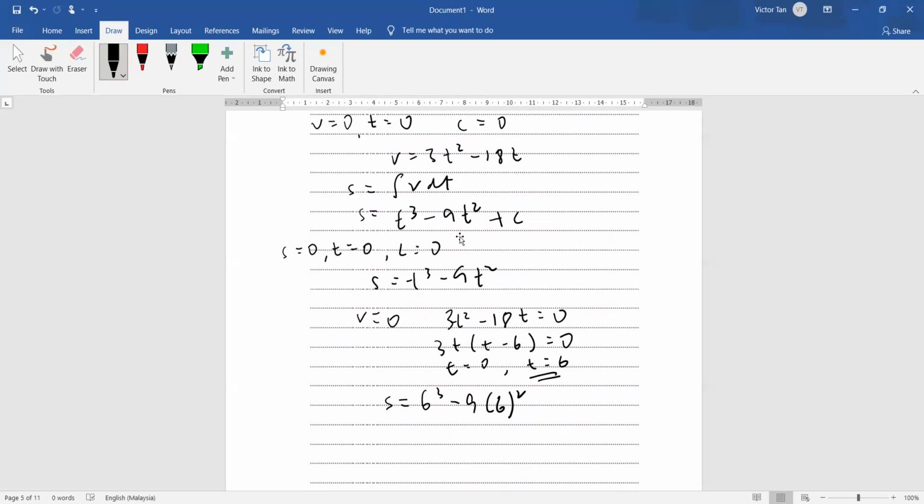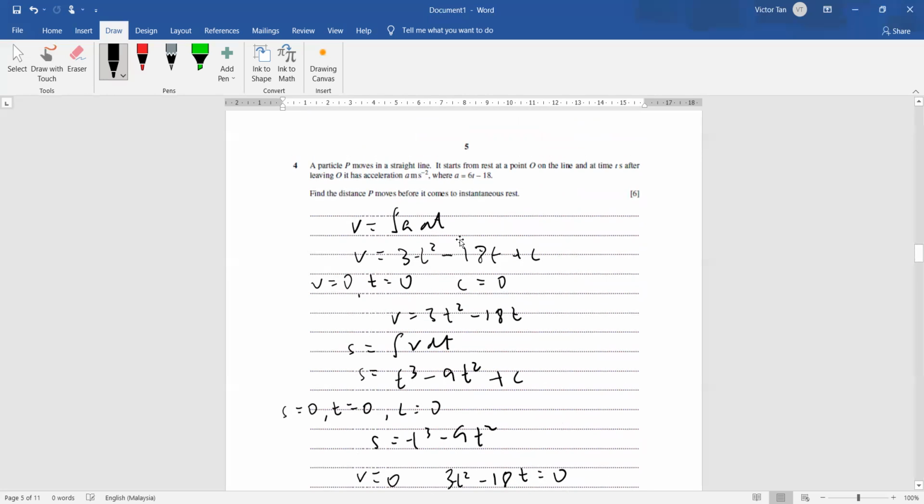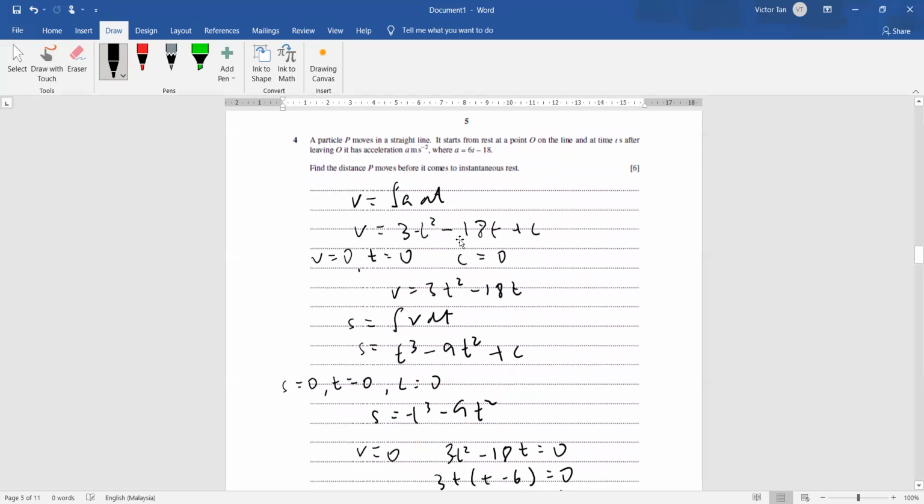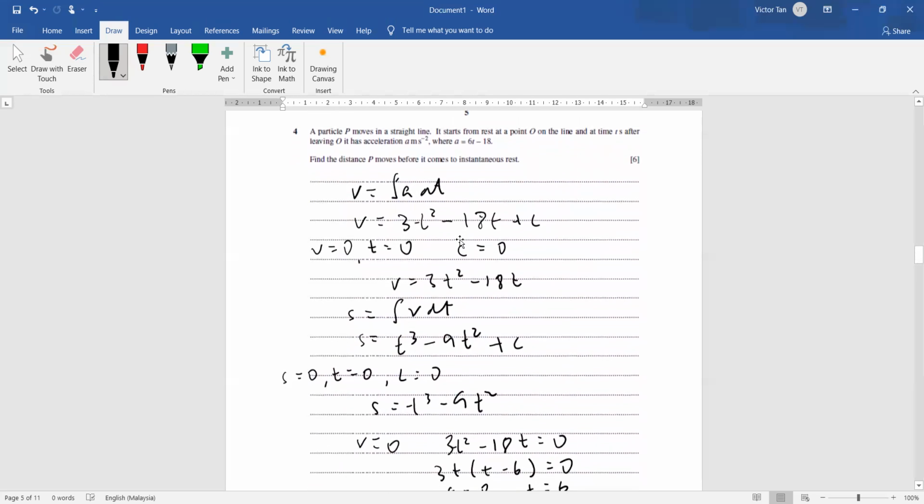So it's 6 cubed minus 9 times 6 squared. So you get a negative answer, negative 108. So what's the question? The most before it comes to instantaneous rest.